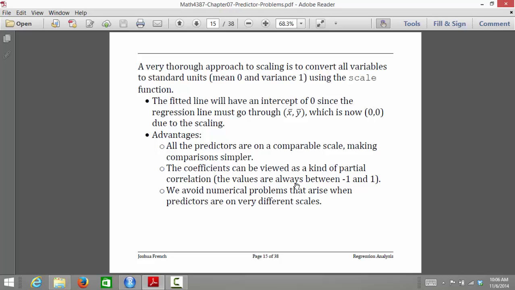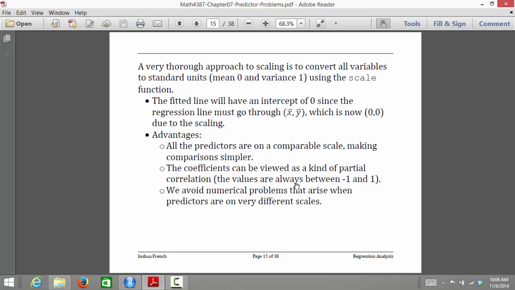Well, now all of your predictors are going to be on a comparable scale, making comparisons simpler. So if you want to make comparisons across coefficients, it's like comparing apples to apples. The coefficients themselves can be viewed as a kind of partial correlation. The values are always going to be between -1 and +1. And we also avoid numerical problems that arise when predictors are on very different scales.